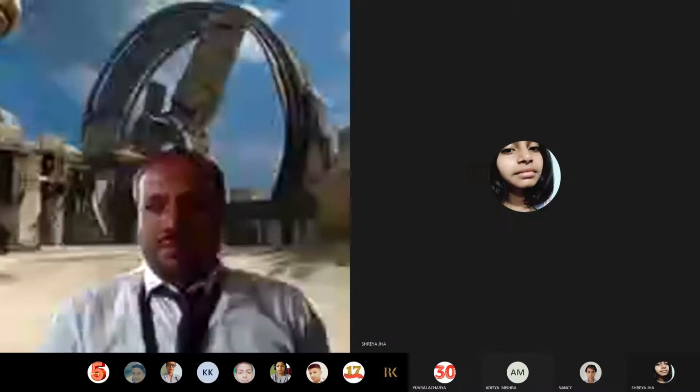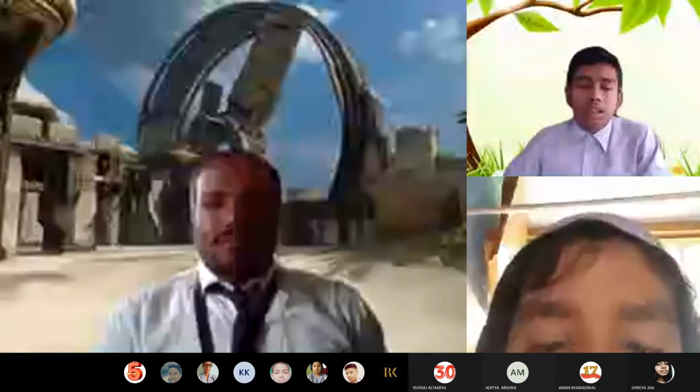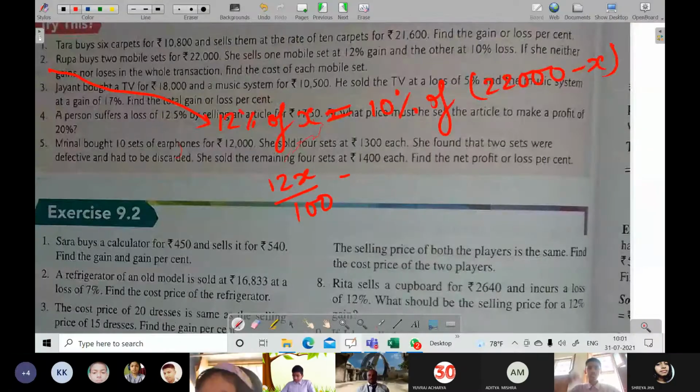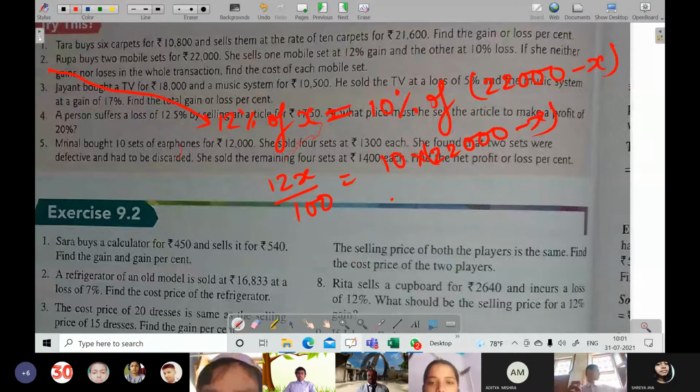Answer not getting? Let's see, sir. What will it become? It will become 12x by 100 is equal to 10 into 22,000. Okay, let me keep it in bracket: 22,000 minus x by 100. So the 100 on both sides gets cancelled.